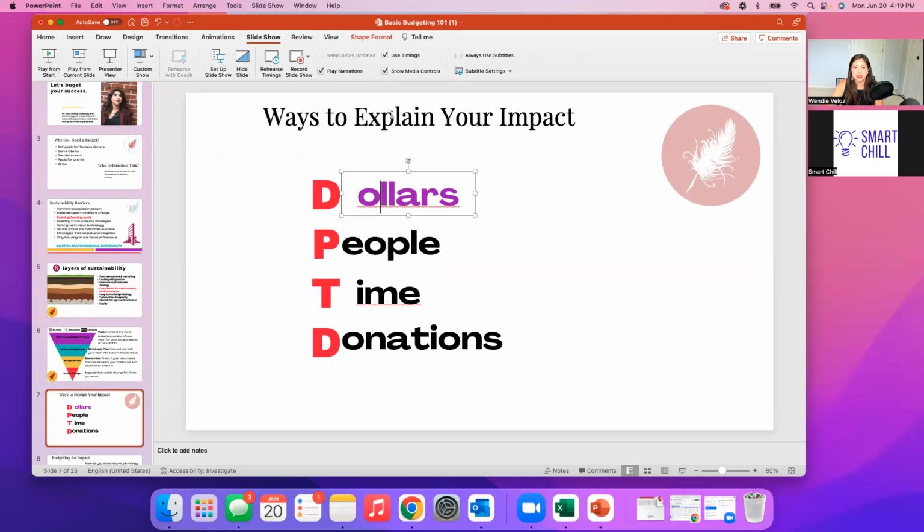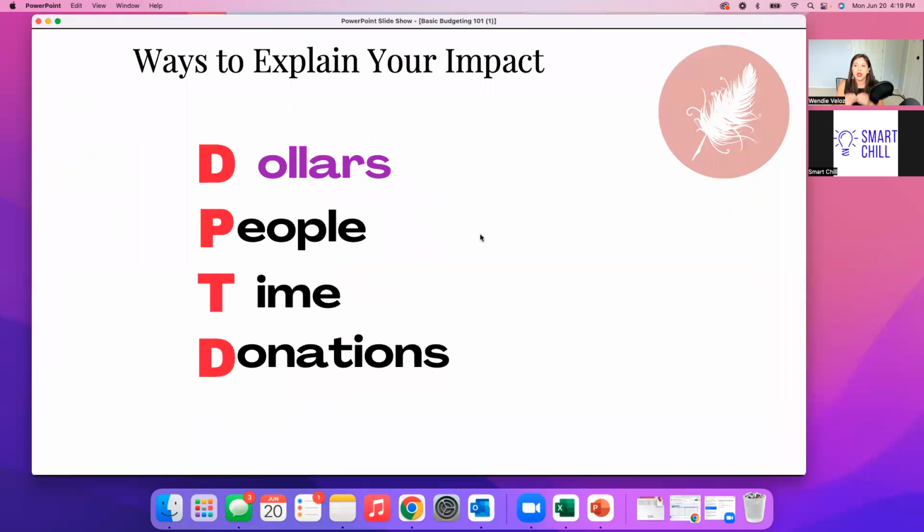Dollars, people, time, and donations. This is what you're able to, as a social entrepreneur, explain your impact. And I wanted to bring impact into the conversation about budget as well, because when we are scaling things, when we're trying to serve a certain amount of people, we're trying to reach a certain number of people, make an impact that's measurable. Well, a lot of the time we might focus on, say, throwing money at the problem, but we may not really actually be serving the people, right? Or we might be spending a lot of time doing something, but when we're spending all of that time, we're actually wasting dollars because we're not serving people in the right way.